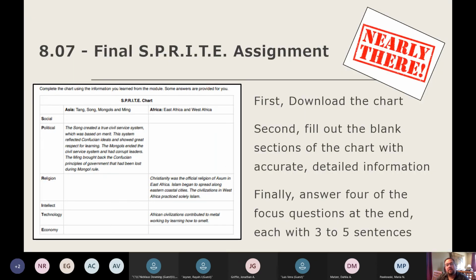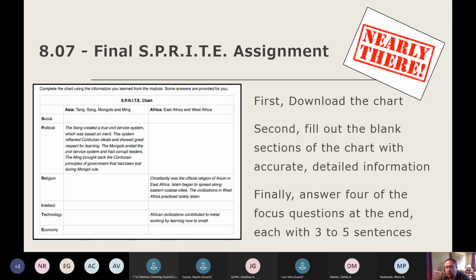I actually think this assignment is really easy for being a Sprite assignment, and at the end. So basically, like a lot of the other assignments, it gives you a chart, and the chart has blanks in it. And you have to fill out the chart kind of as the first column talking about Asia, specifically the Tang, Song, Mongols, and Ming dynasty, and then the African side talking about East Africa and West Africa. Now, I did get a really good question on this the other day, and it basically was like, when I fill out social, do I have to tell you something social about all 4 of those dynasties and about all 4 of those African countries?